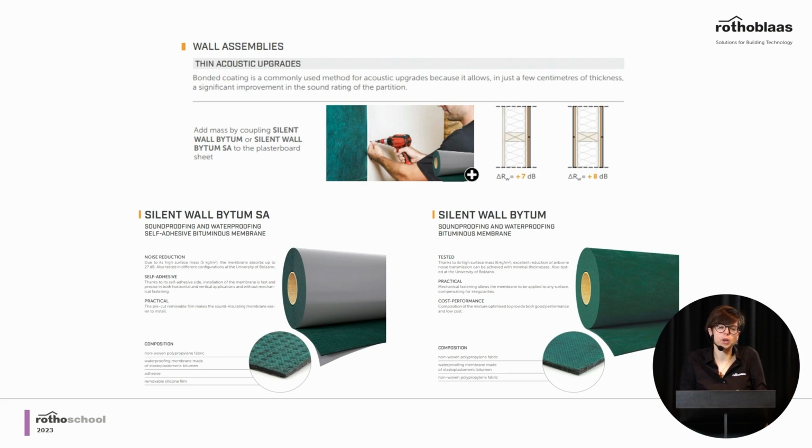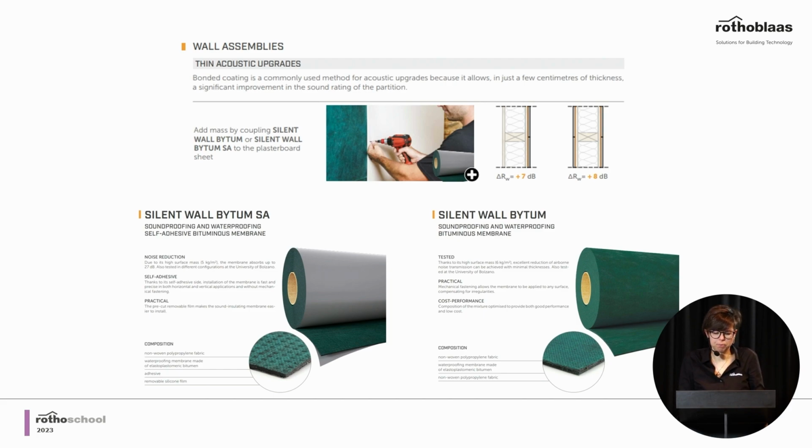The first examples are related to solutions that need to be improved when you don't have much space to do the improvement. So these are thin acoustic upgrades. The first solution is to add mass to your wall. In this case, you can use our product like Silent Wall Bitumen or Silent Wall Bitumen SE and apply that to a plasterboard panel.